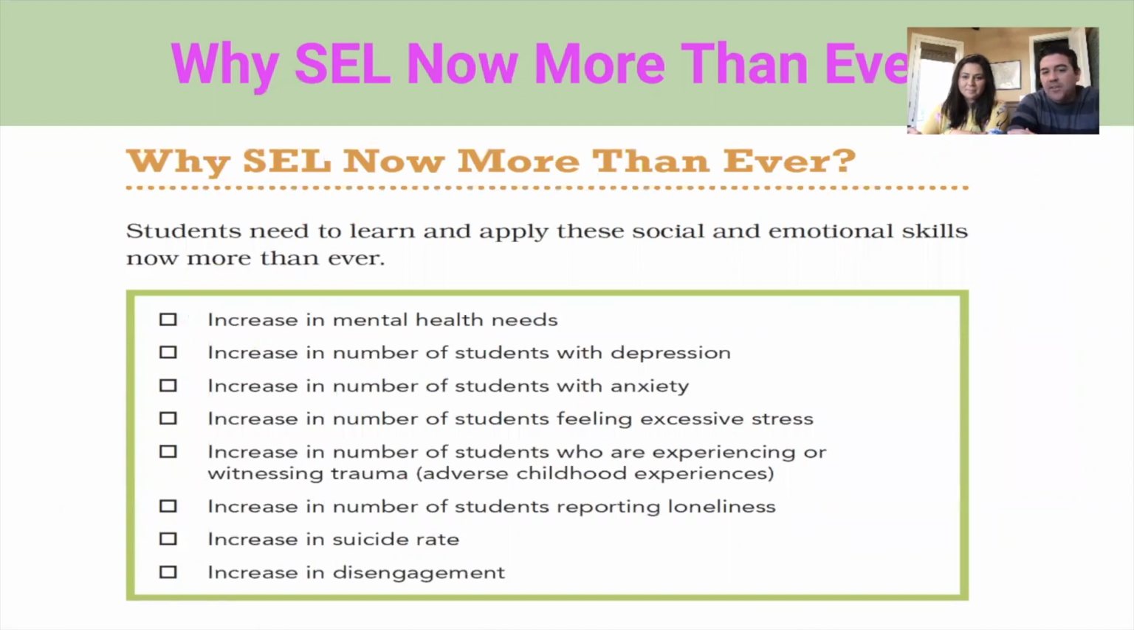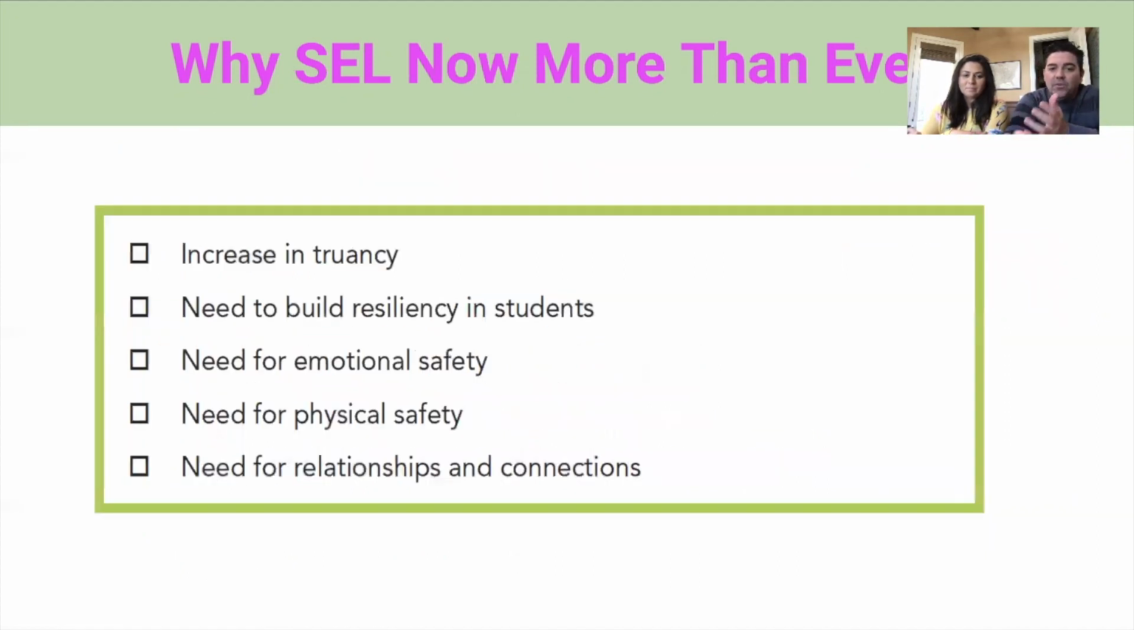We know that our students need to learn and apply these social emotional skills now more than ever because there's an increase in mental health needs in our students, struggling with depression, anxiety, excessive stress, experiencing and witnessing trauma. And so the truancy rate, students logging in, work completion, a lot of these things are impacting our students' ability to successfully engage in school. And so that's where these skills need to be intentionally taught.